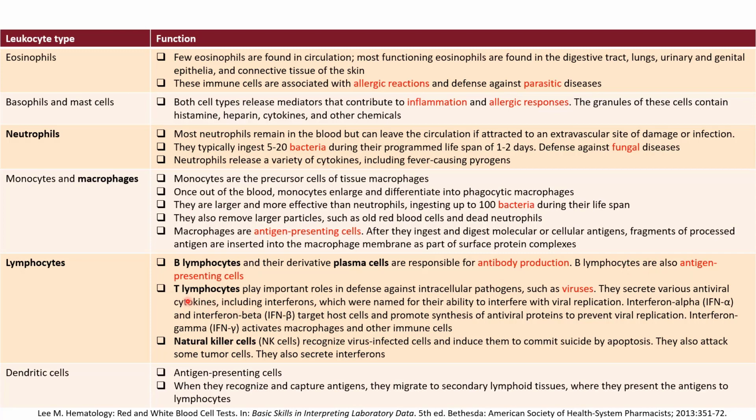There are CD4 and CD8, the most commonly important types of T lymphocytes. They are not only important in developing long-lasting memory to bacterial infections, but they also have an important role in fighting viral infections. We have natural killer cells, and lastly, we have dendritic cells that are also antigen presenting cells. Please pause this video and review the function of each of these leukocyte types.